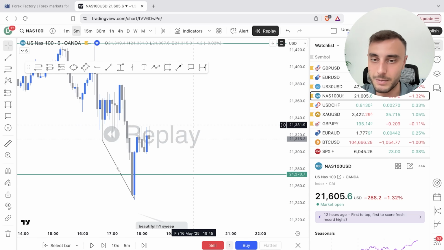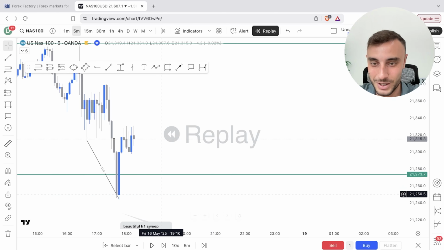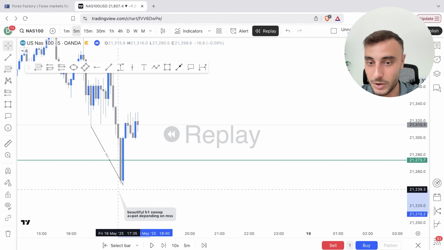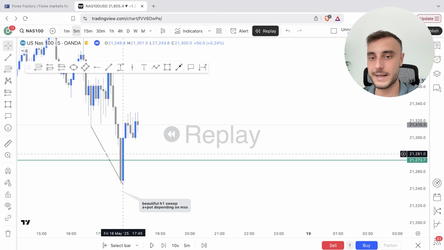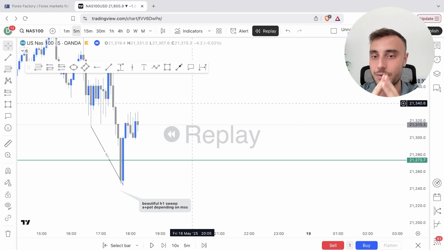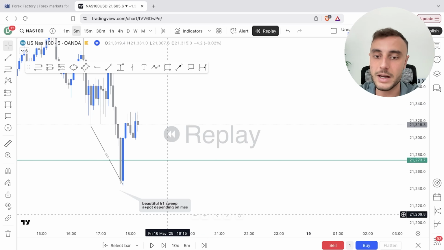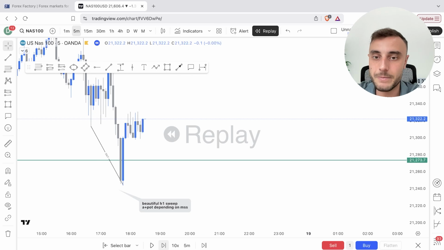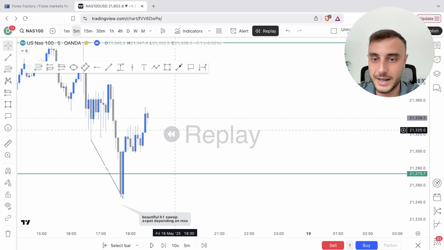So once again, a very good added confluence, and therefore I was very excited to wait for the shift. Okay, I didn't enter anything yet. I'm not entering only because I see the SMT divergence. I need to wait for that shift. It is mandatory.